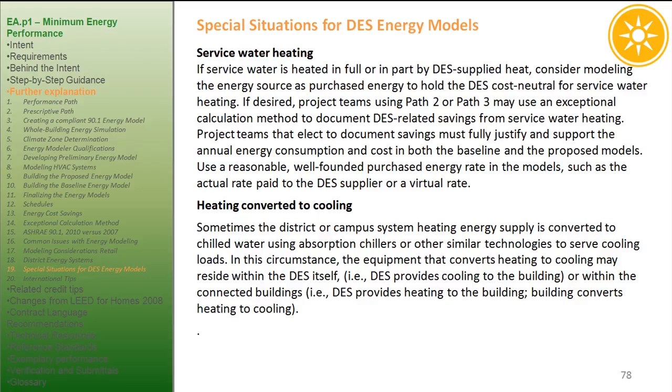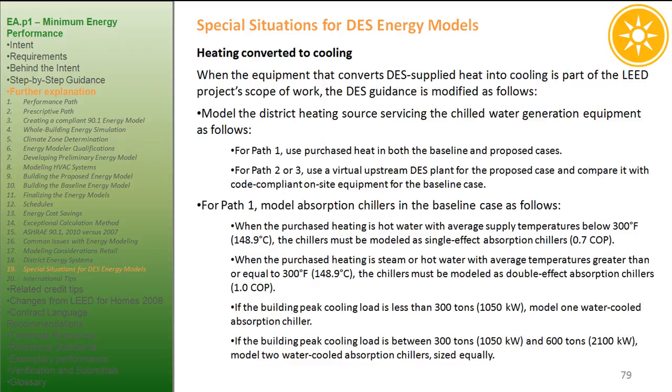Heating converted to cooling. Sometimes the district or campus system heating energy supply is converted to chilled water using absorption chillers or other similar technologies to serve cooling loads. In this circumstance, the equipment that converts heating to cooling may reside within the DES itself, that is, DES provides cooling to the building, or within the connected buildings, that is, DES provides heating to the building which converts heating to cooling. When the equipment that converts DES supplied heat into cooling is part of the LEED project's scope of work, the DES guidance is modified as follows.